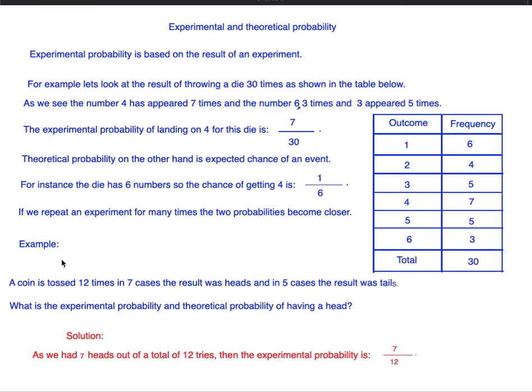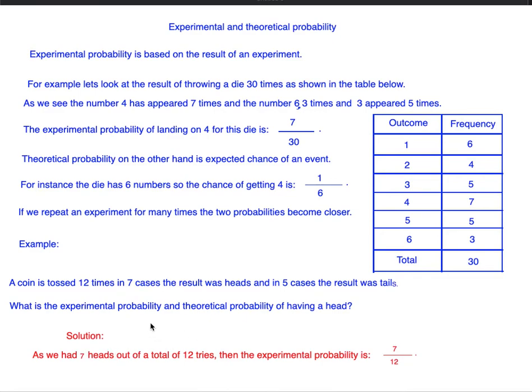Let's have a look at another example. We have a coin which we are tossing 12 times, and in 7 cases it lands on heads, and in 5 cases we have tails. What is the experimental probability and the theoretical probability of having a head?